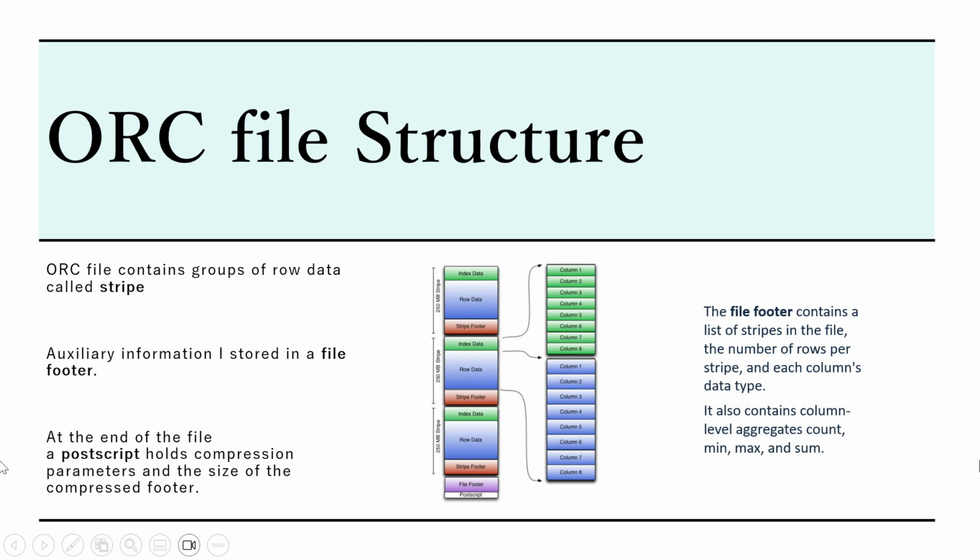The file footer will contain a list of stripes in that file. So this footer that we see here, the stripe footer, tells us about what data is stored in the row data. It will contain aggregates, counts, min, max, sum, etc. This will help us to understand what the data looks like within each stripe. So that's why ORC is efficient.